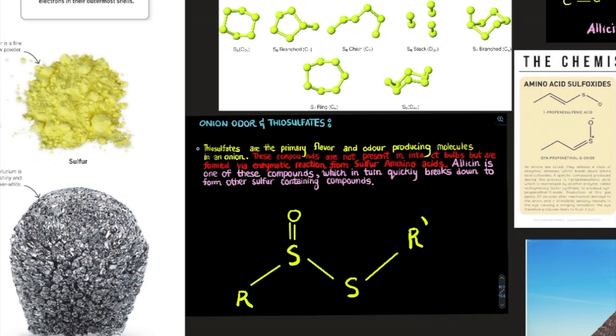These compounds are not present in intact bulbs, but are formed via enzymatic reactions from sulfur amino acids. Allicin is one of these compounds, which in turn breaks down to form other sulfur-containing compounds, and here is the molecule of sulfur, S and O. R just means that it can either be carbon or a hydrogen. R is just a placeholder like an X value in algebra for chemistry.